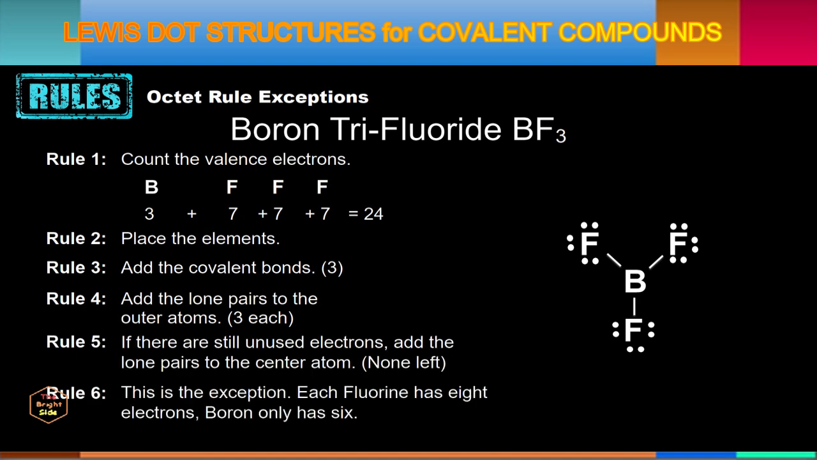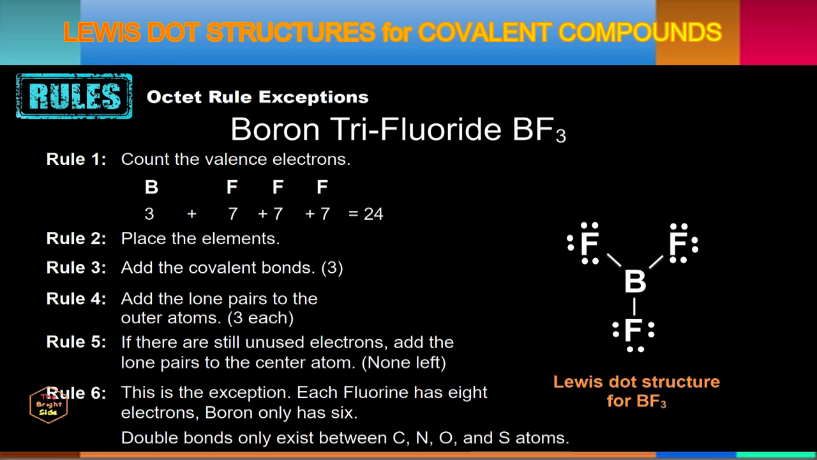Check the number of electrons around each atom. Each fluorine atom has 8 electrons, but boron only has 6, which makes it an exception to the octet rule. A boron-fluorine double bond isn't an option because double bonds only exist between carbon, nitrogen, oxygen, and sulfur atoms. The result of this exception is the Lewis dot structure for boron trifluoride.